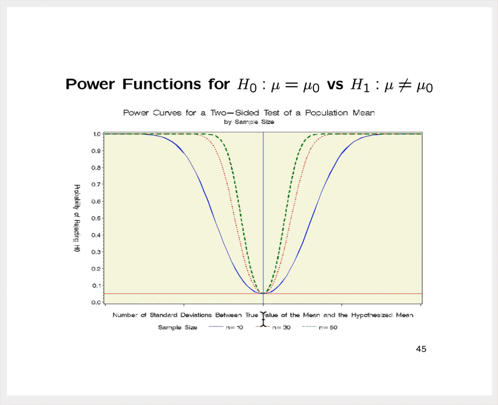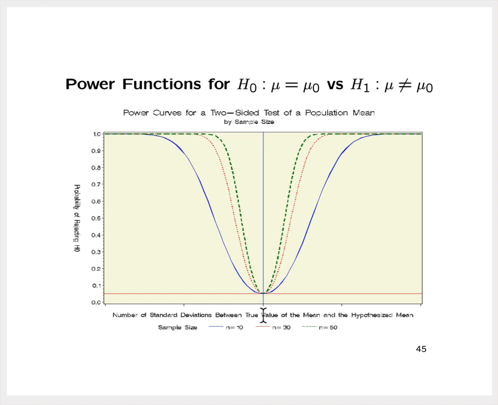So when mu is equal to mu sub 0, in that case the null hypothesis would be true, wouldn't it? The probability of rejecting the null hypothesis, which is given by these functions, is equal to 0.05. And that is the significance level of the test, isn't it? Remember that the probability of rejecting the null hypothesis when the null hypothesis is true, that is the significance level of the test.